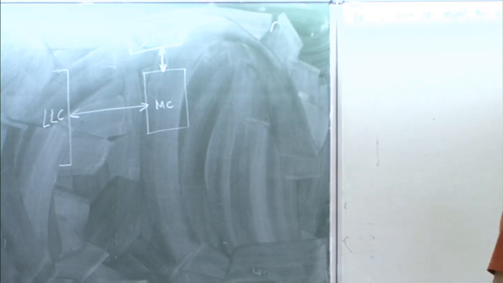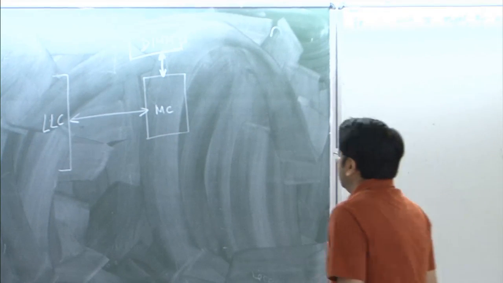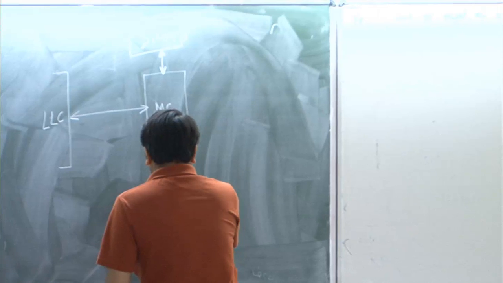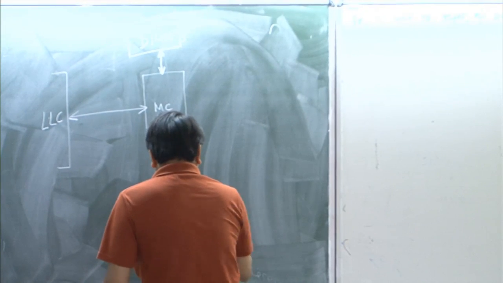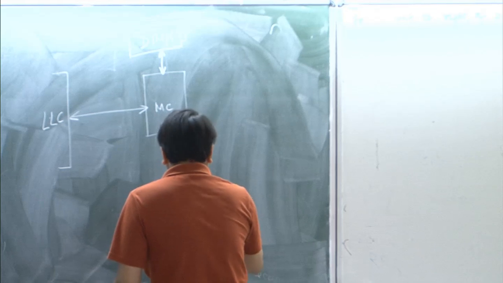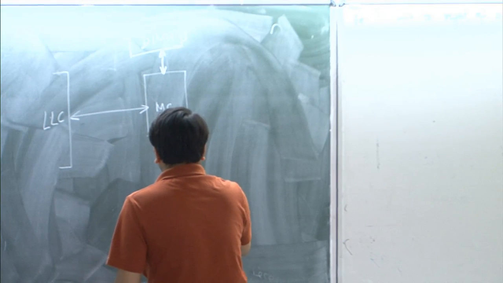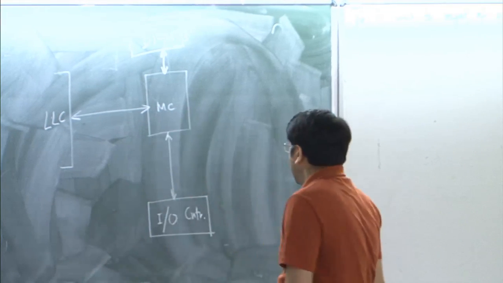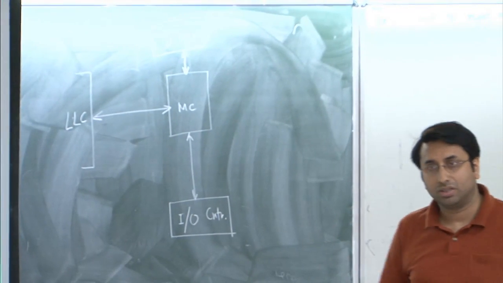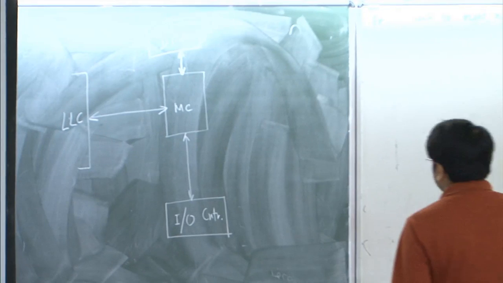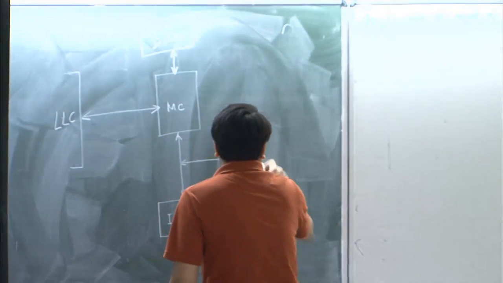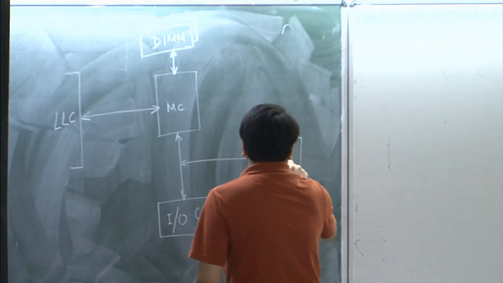Cards that are connected to the memory controller. And then you have your IO controller. And this is typically the PCI bus. It connects the IO controller to the memory controller. And this also connects to other things, for example, your radio interface card.